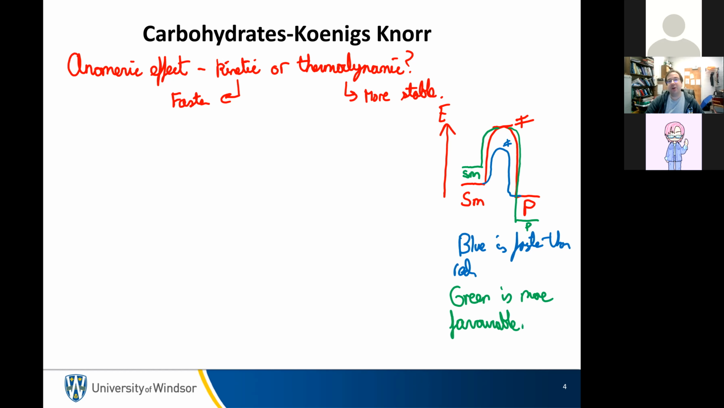So thermodynamics is all about end state. You're comparing the starting material to the product, the relative energies of those two. And what it requires is that the reaction is in equilibrium. So starting material goes to product can go to starting material goes to product can go to starting material, and eventually everything just kind of settles in the lowest point.